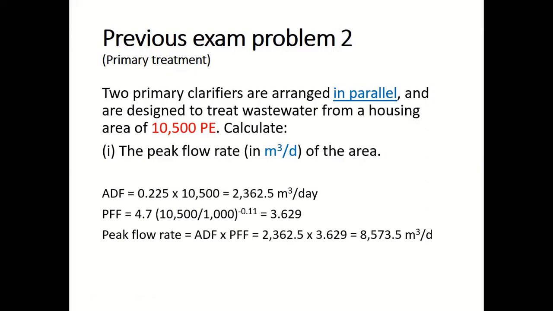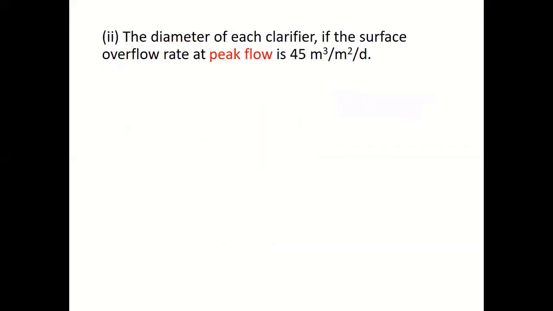Okay, so here, the average daily flow equals 0.225. So we have to convert this PE to a Q, okay, to meter cubic per day. So it is 2,362.5 meter cubic per day. PFF is calculated simply, as we can see, 3.629, and the peak flow rate can be calculated by multiplying ADF times PFF. Okay, this is in chapter 4, it's already taken in chapter 4. So the peak flow is 8,573.5. Okay, so it's calculated.